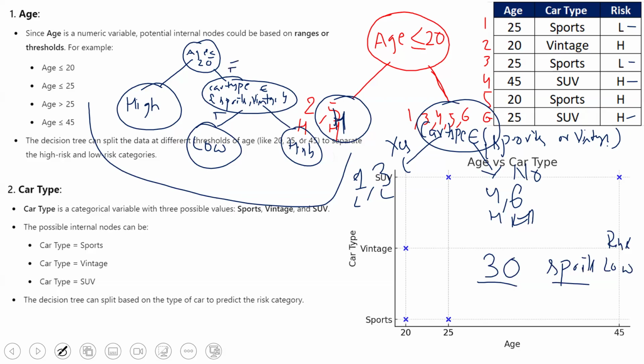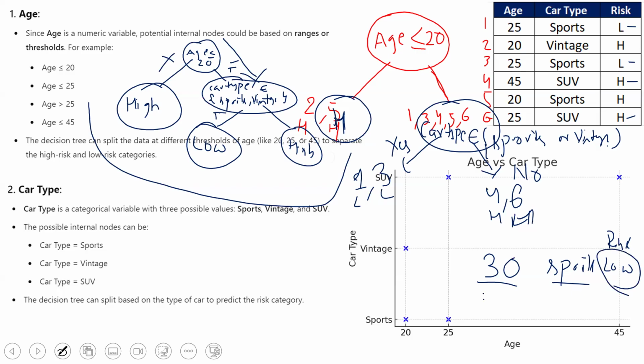So 30 age less than or equal to 20? 30 is not less than or equal to 20, so it is false. So we come in this direction. We will not go in this direction. And now we are checking. The next internal node is comparing the car type. Car type belongs to sports or vintage. So car type belongs to sports here, right? So it is true. So the risk level of this customer is low.